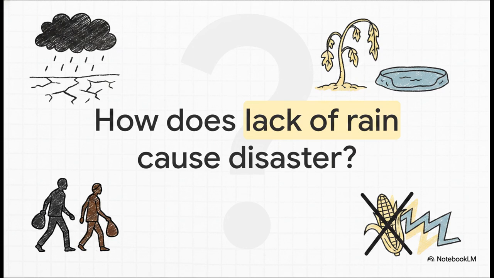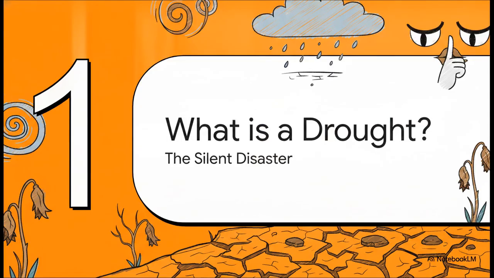Like, how does skipping just a few months of precipitation trigger this unstoppable chain reaction that leads to famine, mass migration, and even major political instability? Well, let's break it down, starting with what this silent disaster actually is.